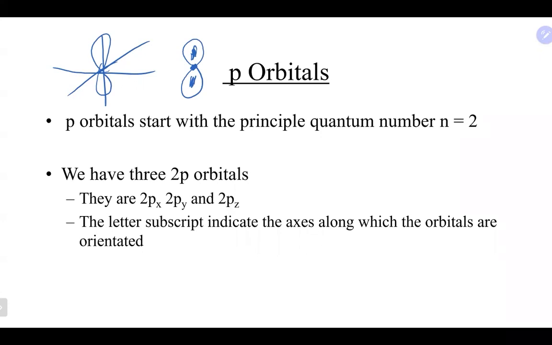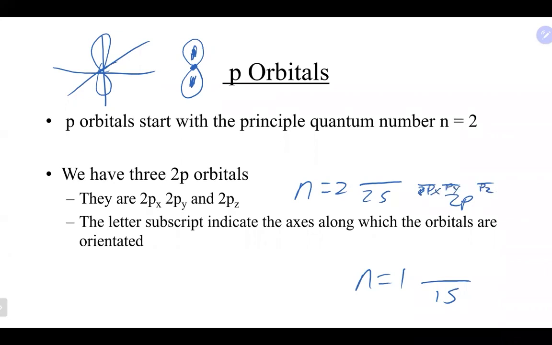Now, the p orbitals do not appear until the second energy level. So on the first energy level, there is just the 1s orbital. On the second energy level, there's the 2s orbital, and this is where we start to see the 2p orbitals appear. It is made up of 3 individual p orbitals, the px, py, and pz orbital.